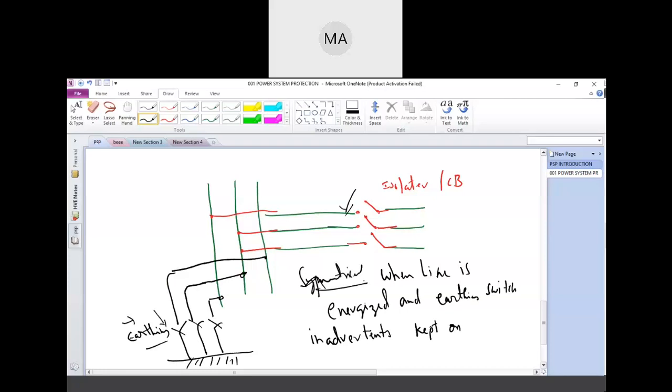The cause is that whenever the transmission line isolator or circuit breaker switch is turned on, we have to keep the earthing switch open. If we keep it closed and both are turned on, all the phases go to the ground and it causes the LLG fault. So this is one of them. Now let me take how the LG fault occurs, that is the asymmetrical faults in the system.